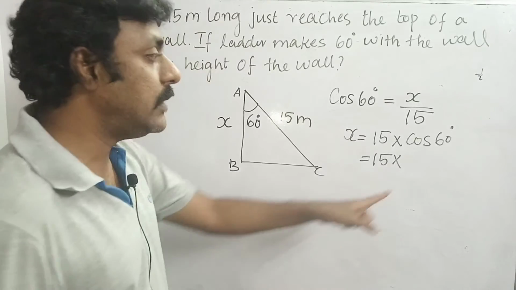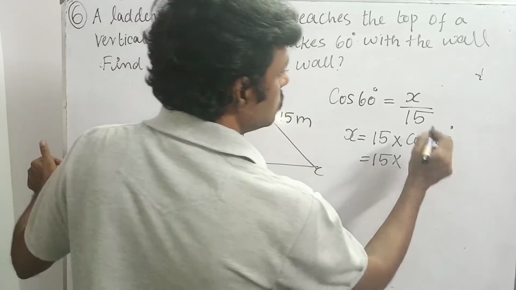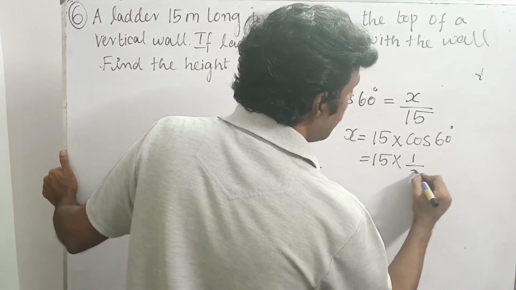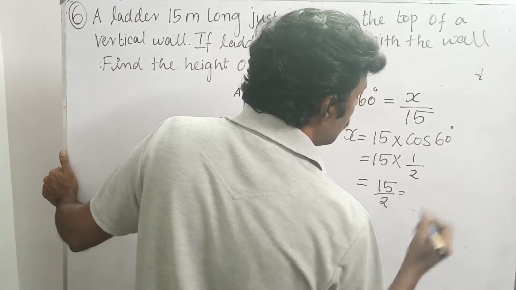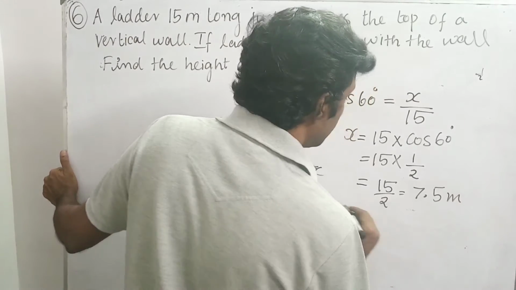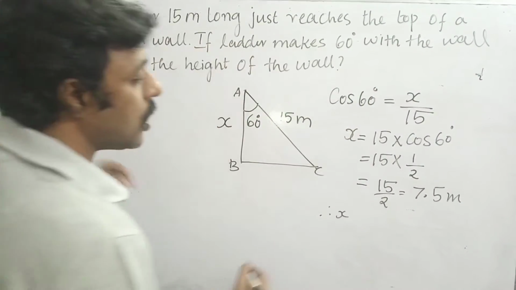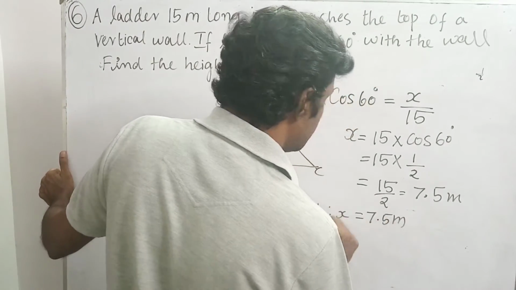Cos of 60 degree will be 1 by 2. So 15 into 1 divided by 2, which is nothing but 15 divided by 2, which is equal to 7.5 meters. Therefore, x is nothing but the height of the wall. Height of the wall is nothing but 7.5 meters.